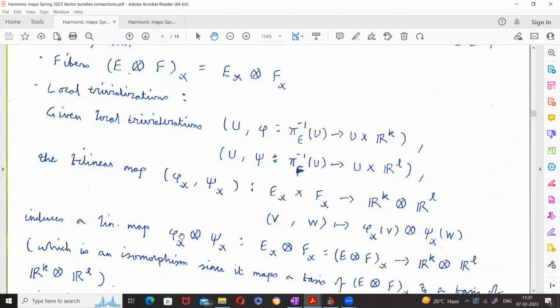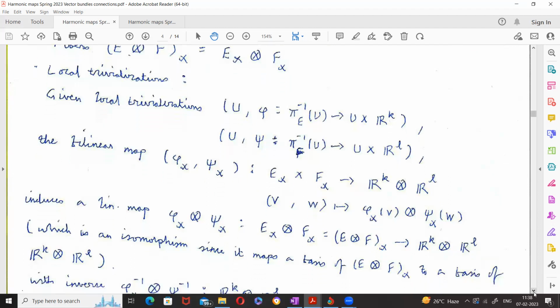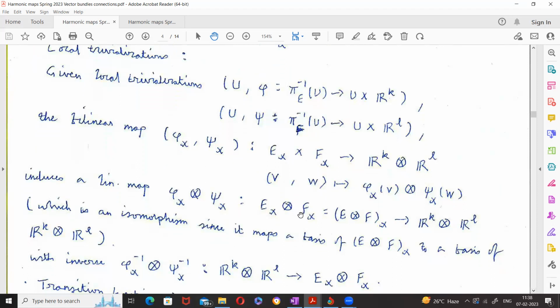Therefore, it induces a linear map. By the universal property of the tensor product, any bilinear map is going to induce a unique linear map, which we denote by phi_x tensor psi_x from EX tensor FX to R^k tensor R^l. And this is going to be an isomorphism because it maps a basis of EX tensor FX to a basis of R^k tensor R^l.